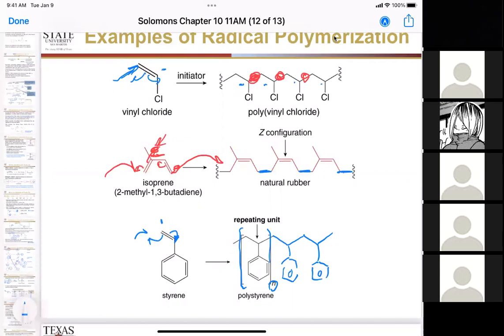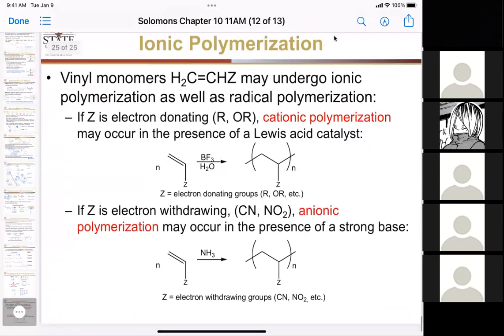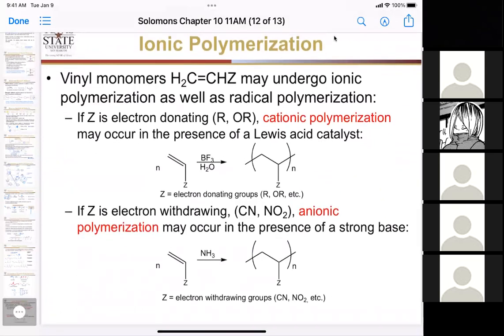Okay, so let's look at this other weird mechanism here. We can actually do this by generating an allele, or we can do it with a cation or an anion. So we can do it by two different mechanisms. And we know that our more substituted compounds make more stable cations.